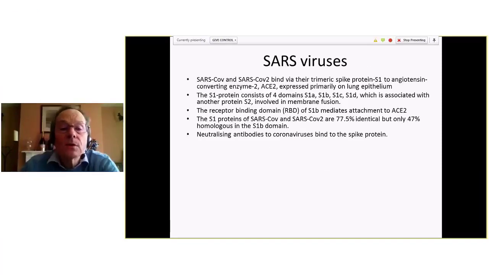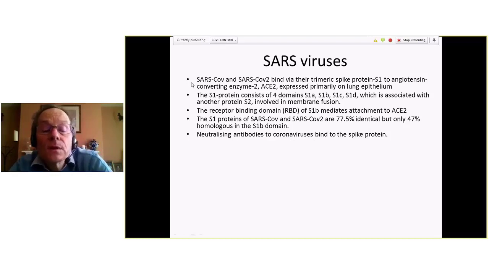Okay, tiny bit of background on the SARS viruses. The original SARS virus, 2002, and the current SARS virus, CoV-2, bind onto their target cells using a trimeric spike protein called S1, and they bind to angiotensin converting enzyme 2, ACE2, which is expressed primarily on lung epithelium, but is also apparently expressed in the gut as well, and there's suggestions that it may produce diarrhea as well.